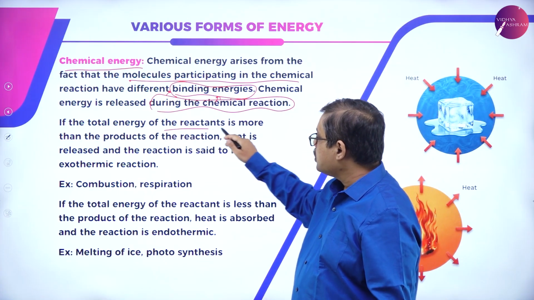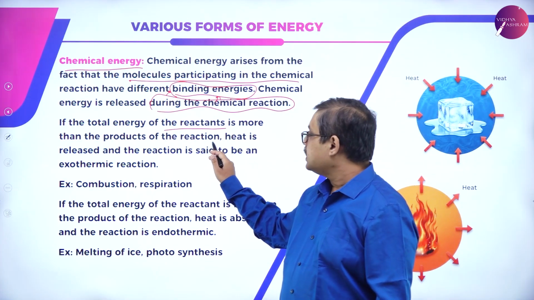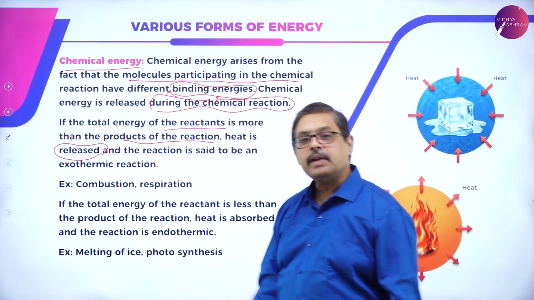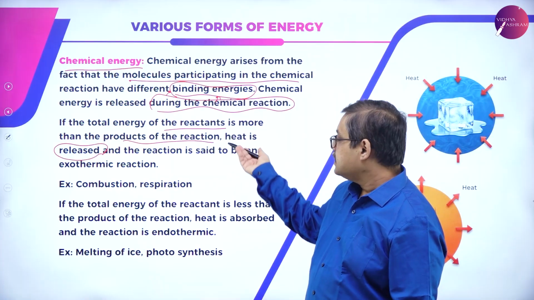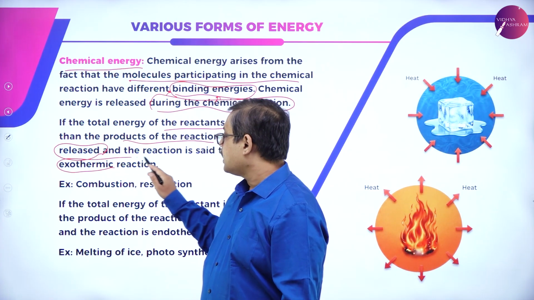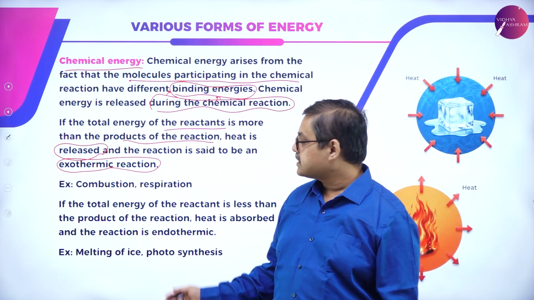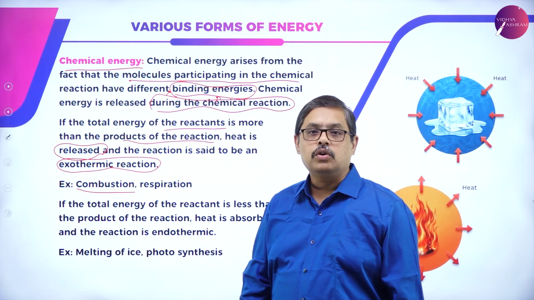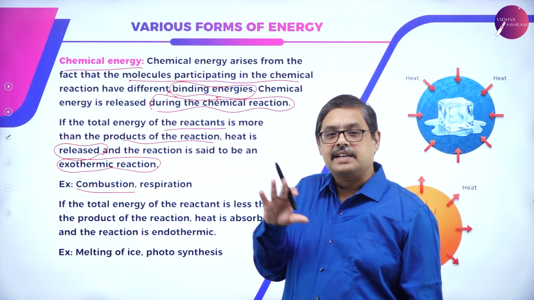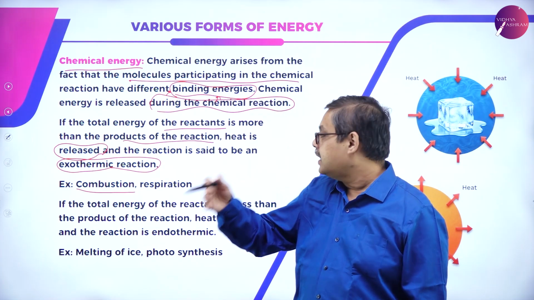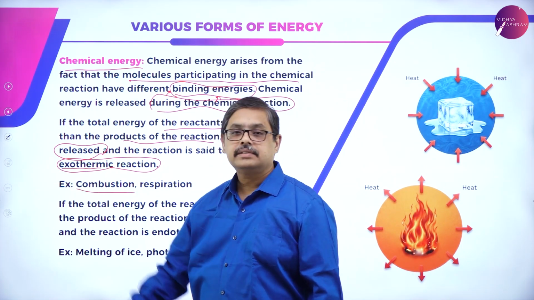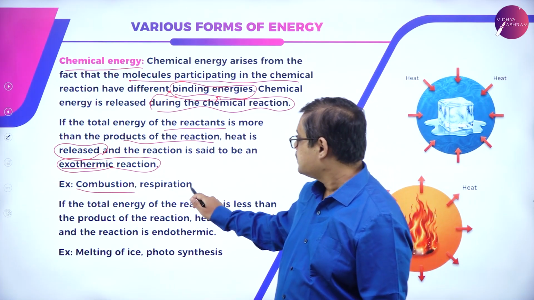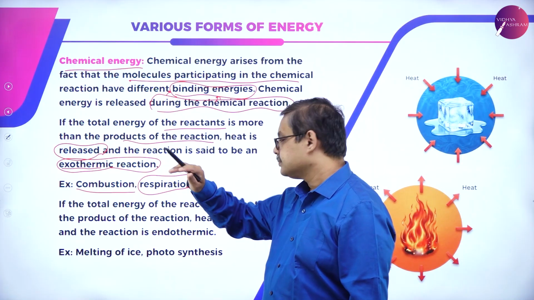If the total energy of the reactants is more than the product, heat is released. In some reactions, heat is released. This reaction is called an exothermic reaction. What is the best example? Combustion of any fuel. You put some fire onto a wooden block, it gets ignited, gets combusted. Heat is liberated. Typical exothermic reaction. Typically, in our body also an exothermic reaction takes place, which is respiration.